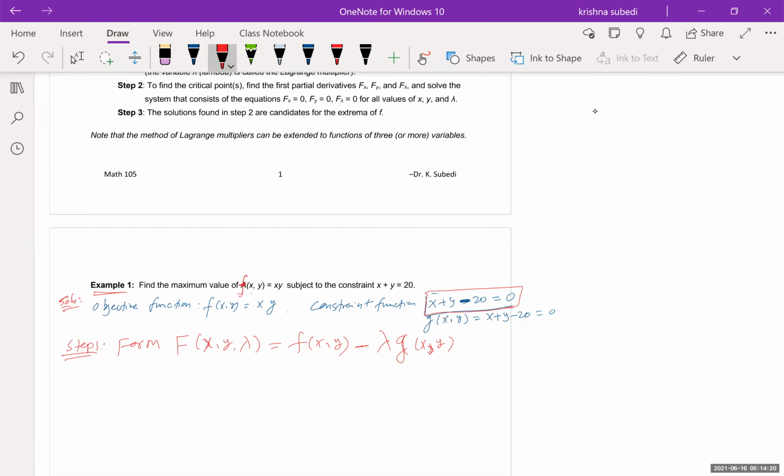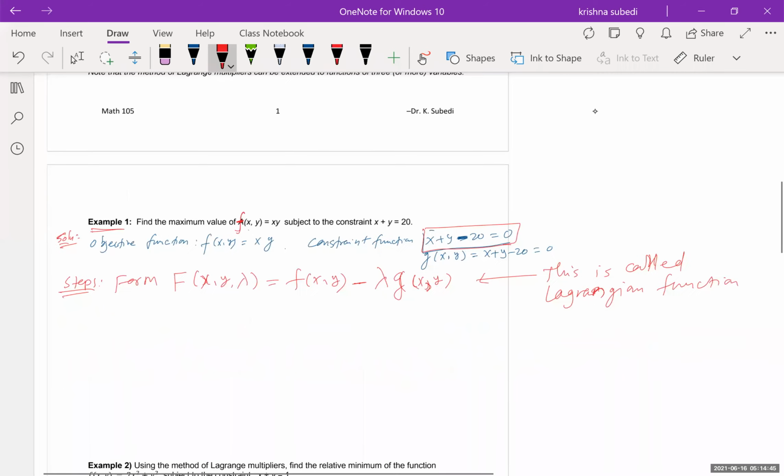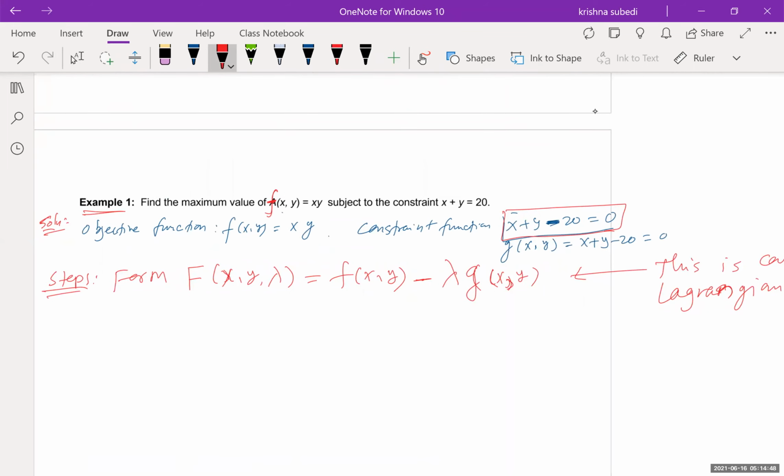Okay, and this function is called the Lagrangian function. So in step 1, you create a Lagrangian function. How to create that? Always the objective function minus lambda times the constraint function. Always do that, okay?